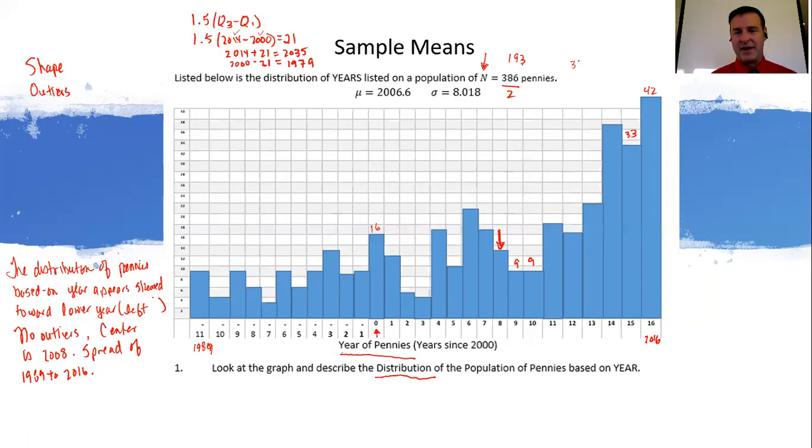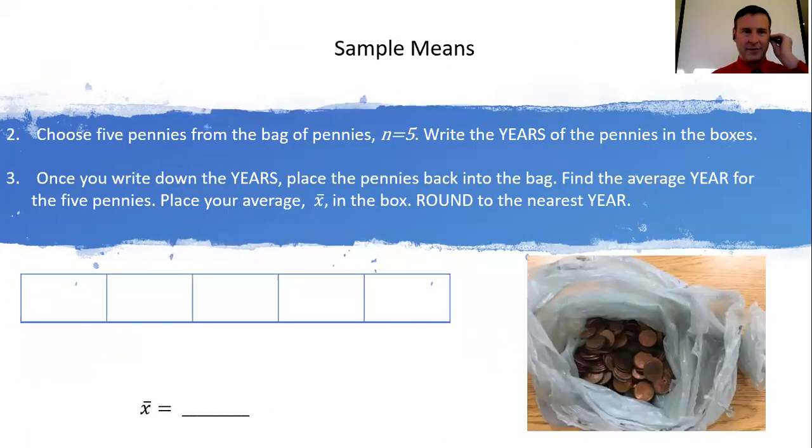But in the end, there are no outliers. Okay, now here's what I had students do. This is actually my bag of pennies. This is my big N population, 386 pennies. And what I typically did was have students come to my bag.